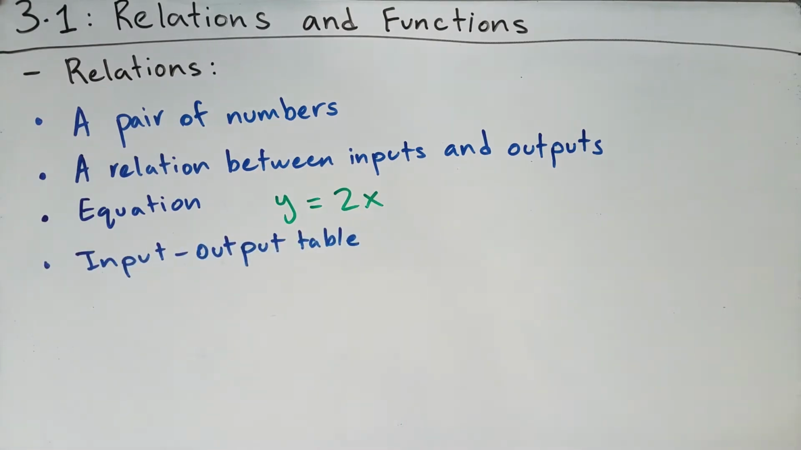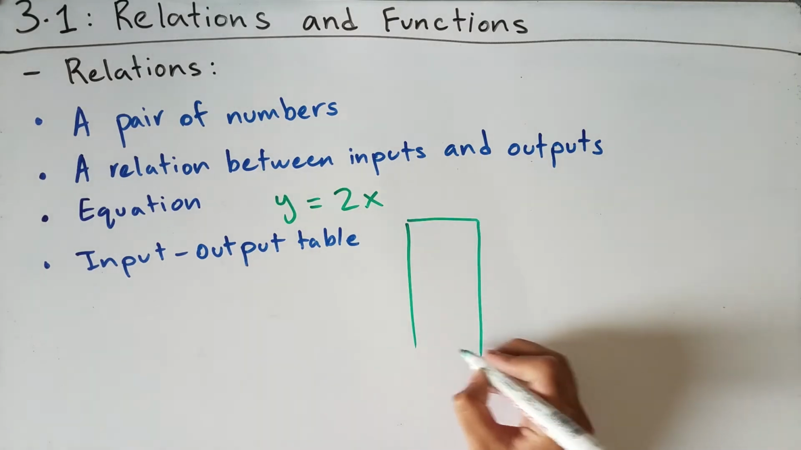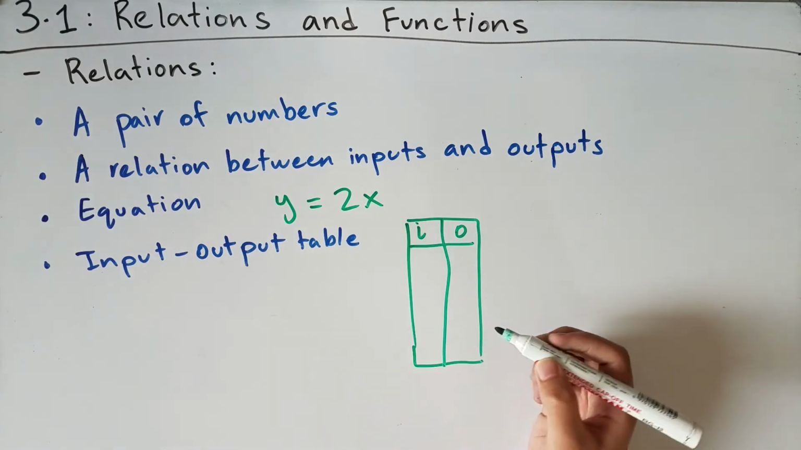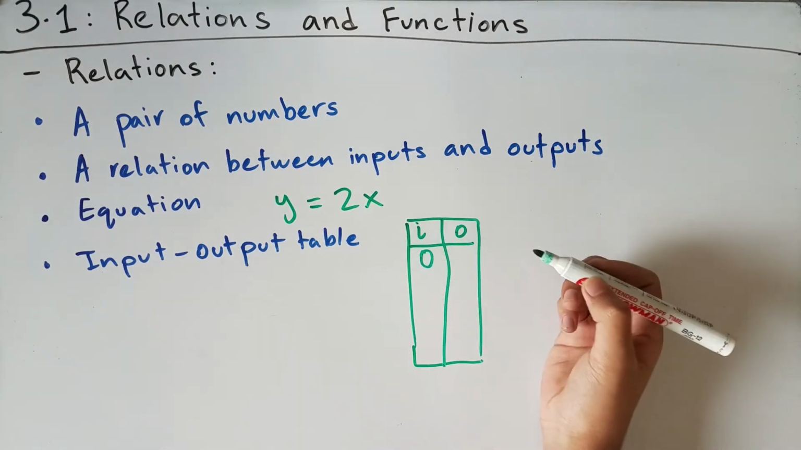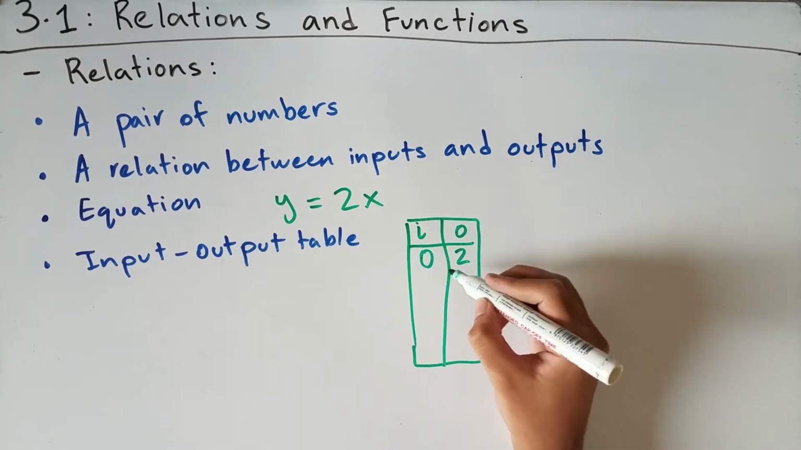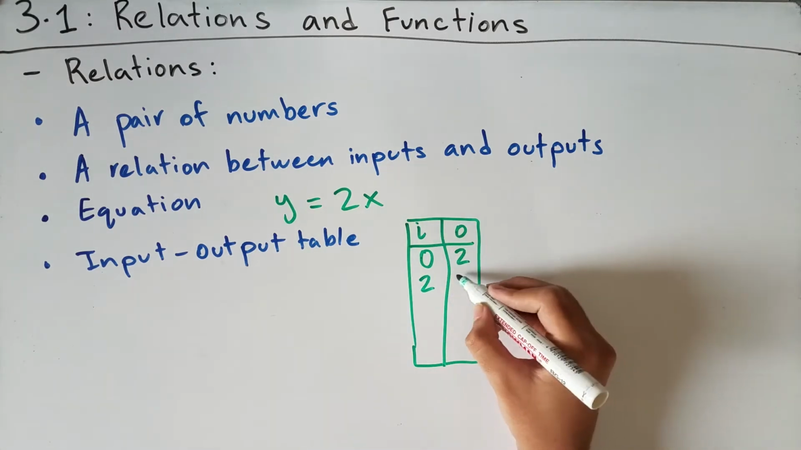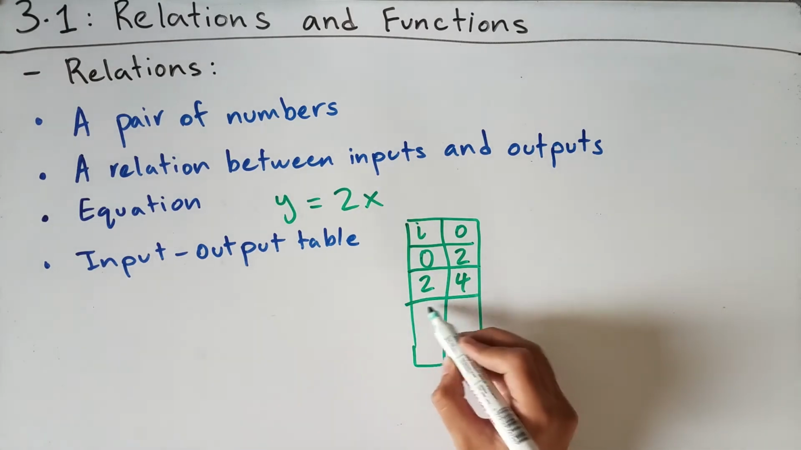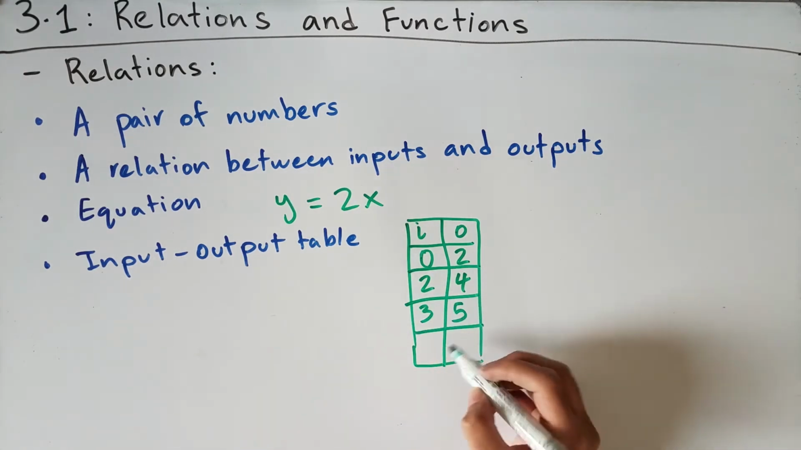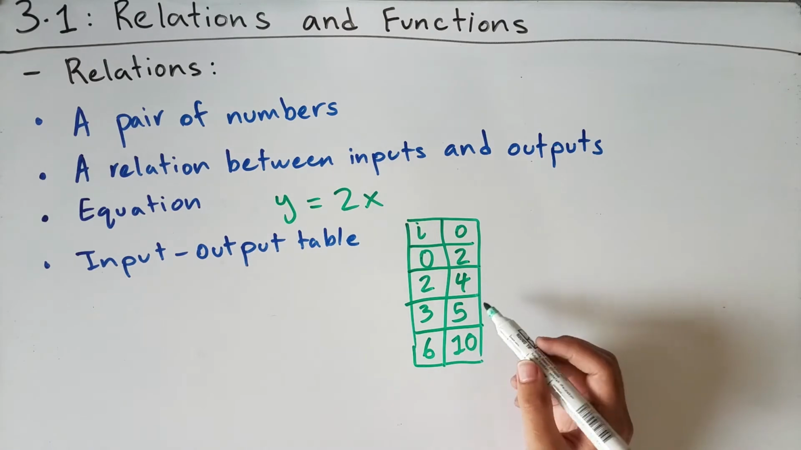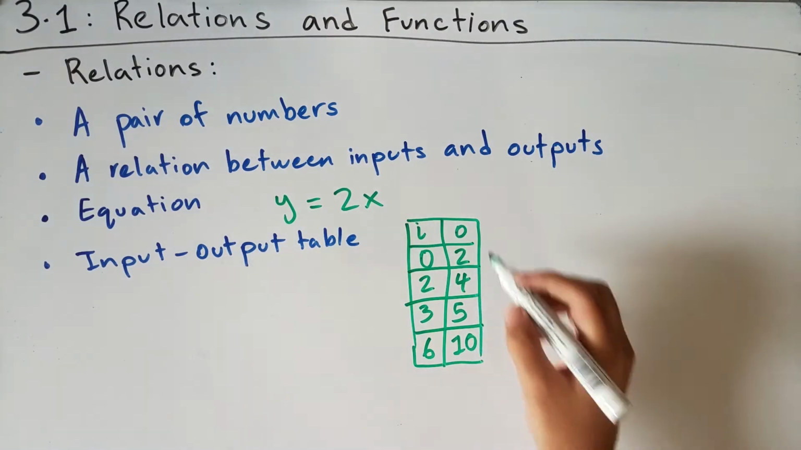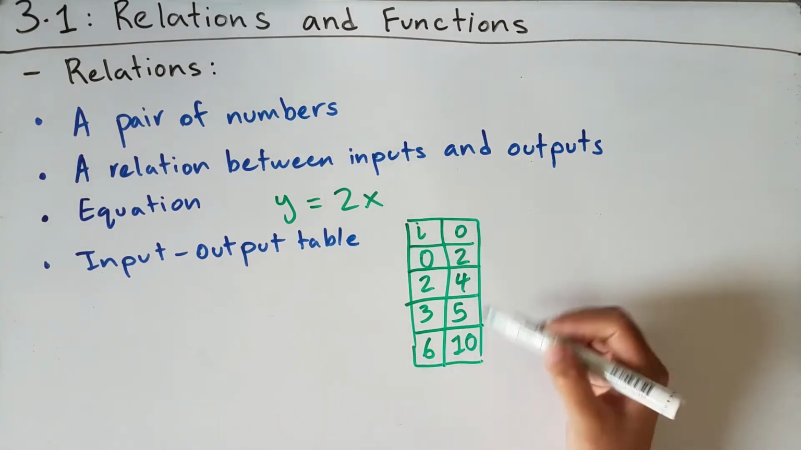A relation could also be an input-output table. So say you had some values given by the input, say I, and the output would be O. Let's say the number 0 corresponded to the output of 2, or the number 2 in our input corresponded to the number 4. So this is an input-output table, or you could say that 3 corresponded to 5, or 6 corresponded to 10. So the input and the output values in this table are related to each other. These pairs of inputs and outputs together form a relation.